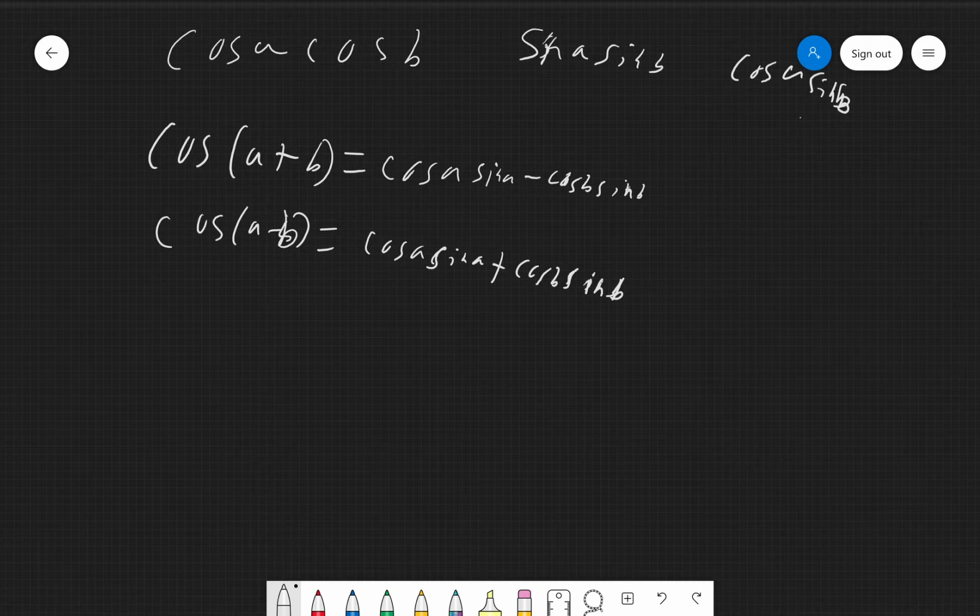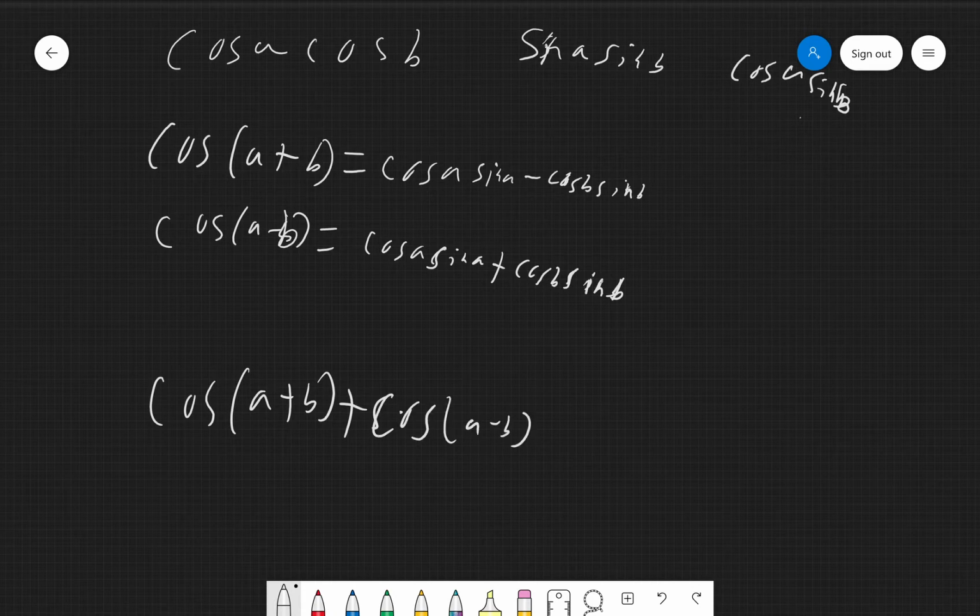So now let's try to find cosine of A, cosine of B. I don't really see it anywhere. So what do we do then? Maybe we can use sine, but sine doesn't really help. So what we're going to do is add them. If we add them, we're going to get cosine of A plus B plus cosine of A minus B.